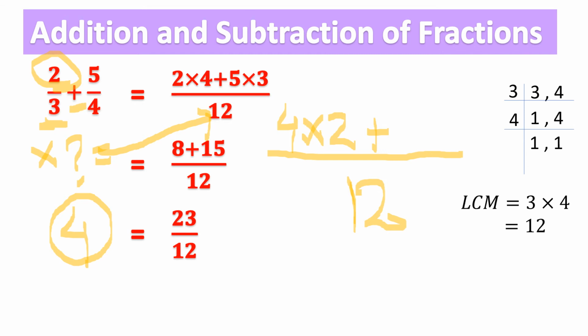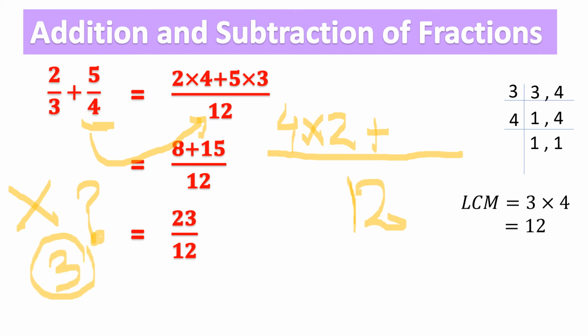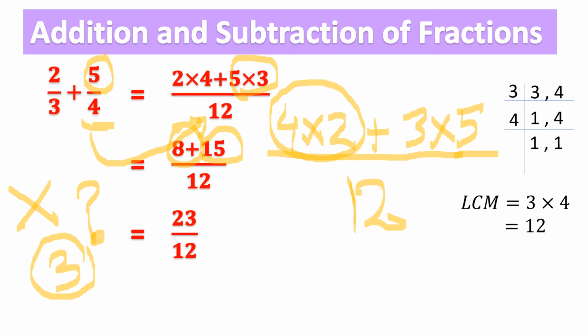Then you take 4, just like you took 3 before. 4 into what is 12? 4 into 3 is 12. So that 3 you'll write first, and then you'll multiply it with the numerator, which is 5. So 3 into 5. This is what you got. Now whenever you see multiplication, do that first. So 4 into 2, 8. Then 5 into 3, 15, right?